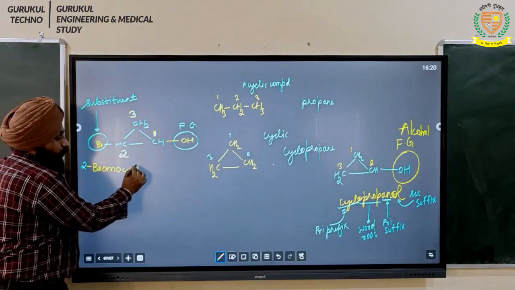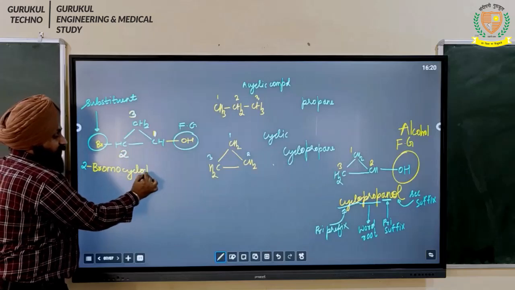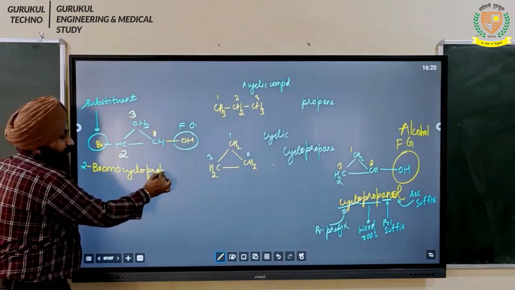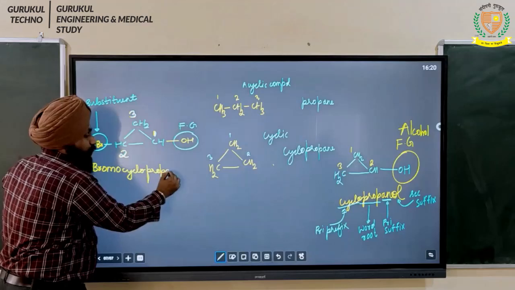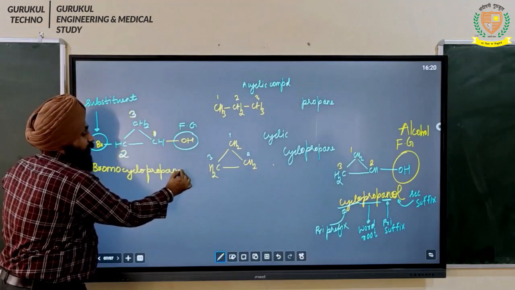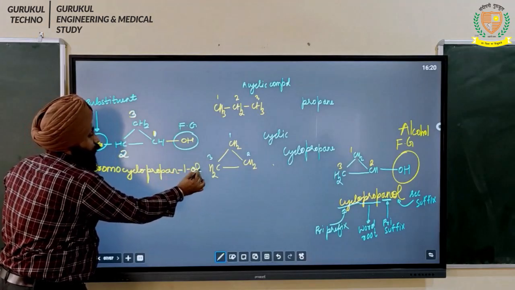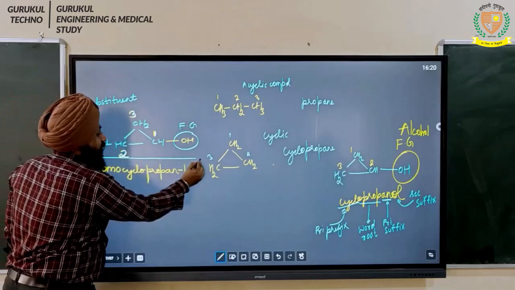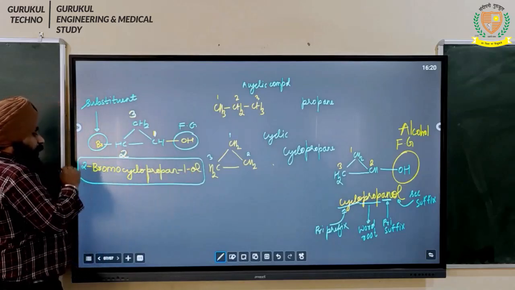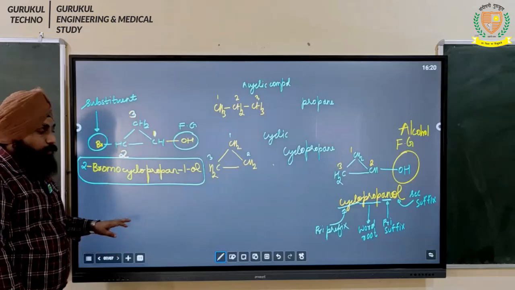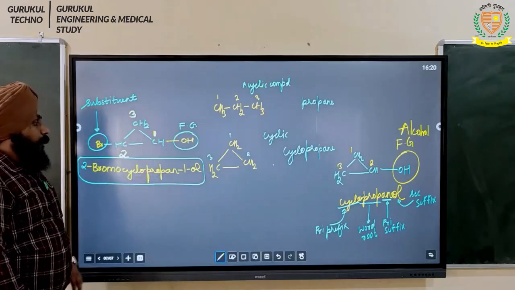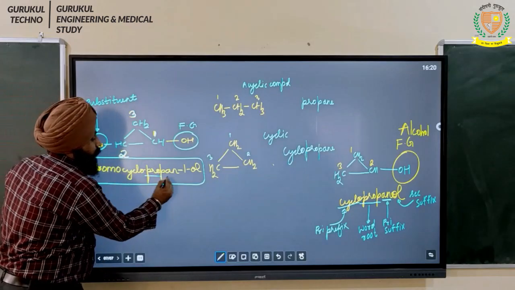Then you will use the word cyclo. There are 3 carbon atoms, so you will write it as prop. All single bonds, so you will write it as ane. And on the first carbon, OH is present. So students, this is going to be my 2-bromocyclopropan-1-ol.